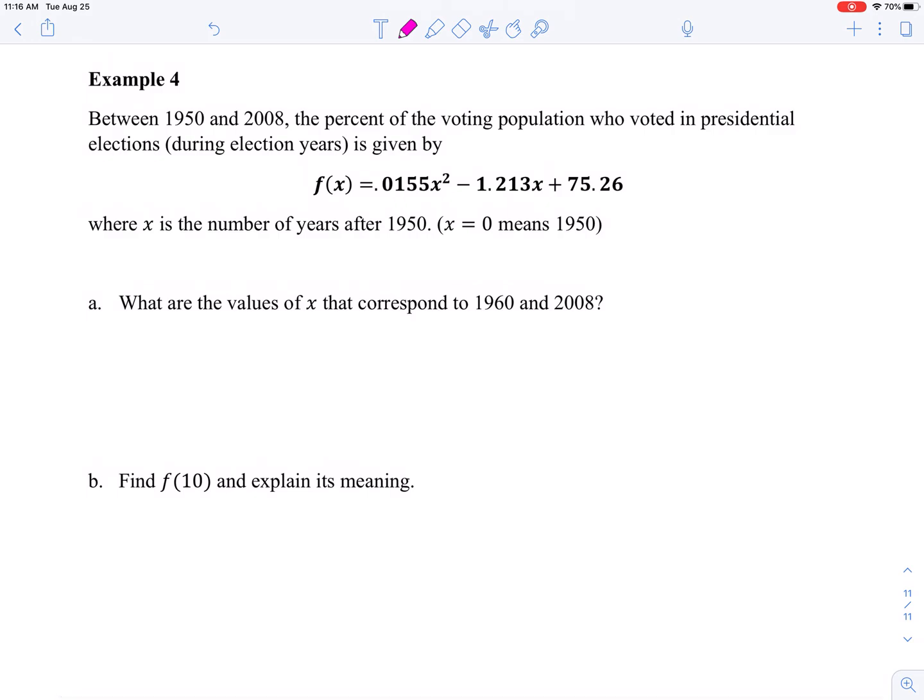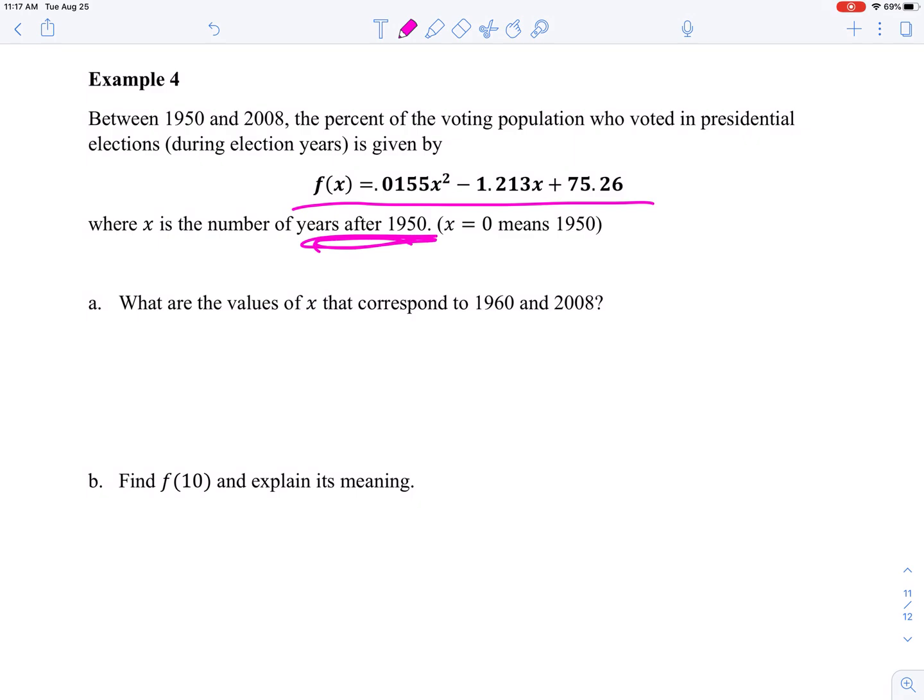All right, next example here. Between 1950 and 2008, the percent of the voting population who voted in presidential elections during election years is given by this function here, where x is the number of years after 1950. So that's important. You've got to read these problems carefully.